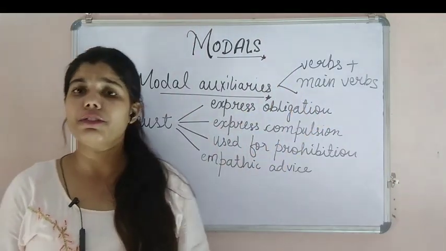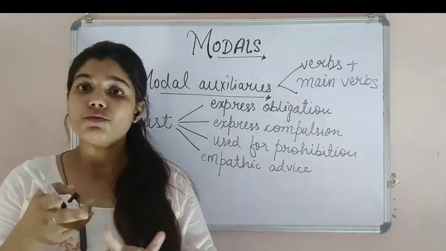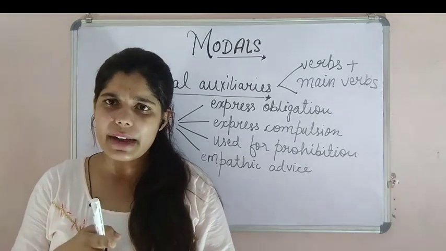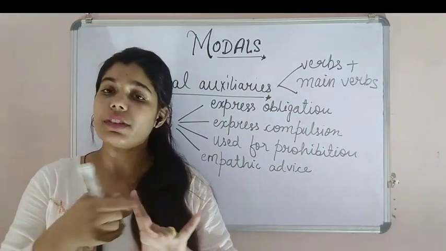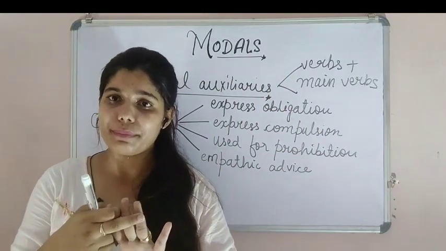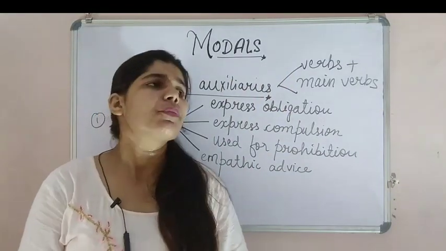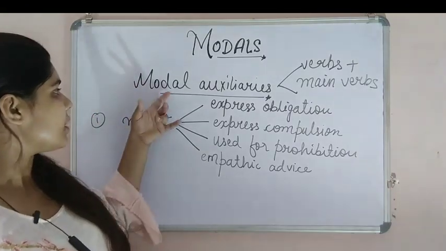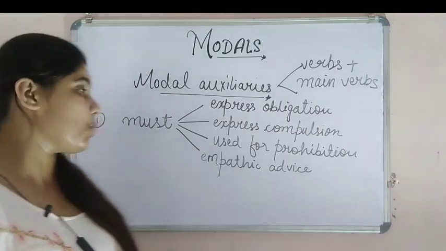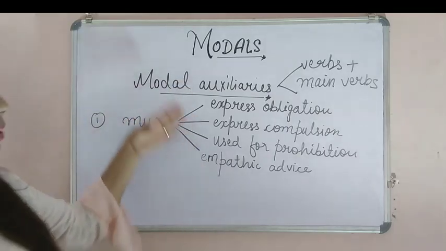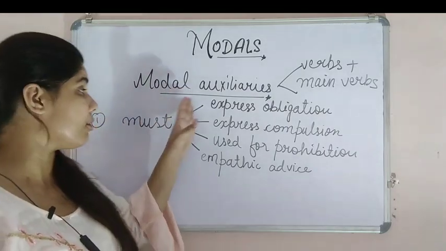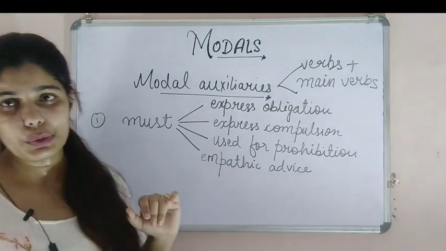We can have any of the modal auxiliaries, just like can, should, would, must or ought to, and these are used with the main verbs to show suggestion, possibility, necessity, etc. Before starting, the first modal auxiliary which we are going to discuss is must. As you can see, I have mentioned here 4 uses, that is, in what cases must is used.